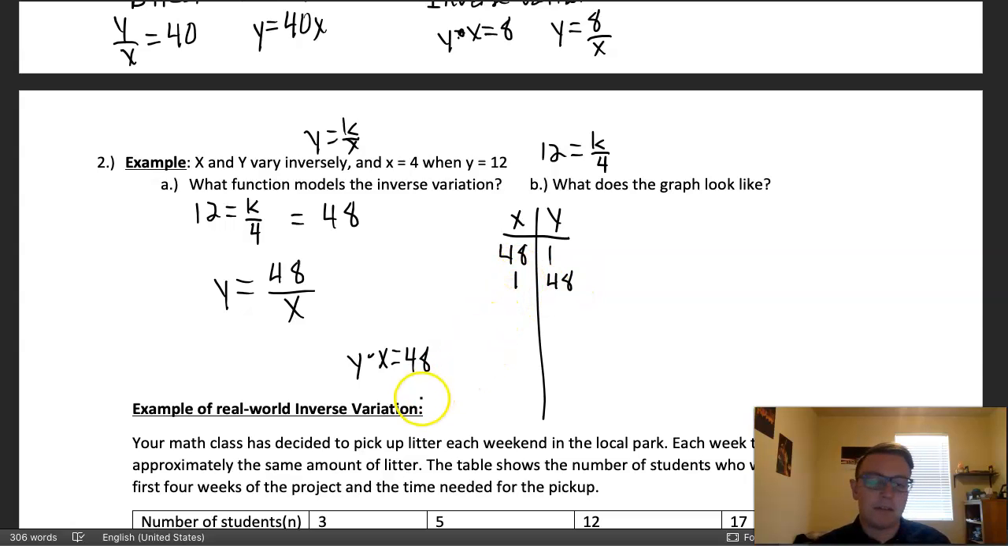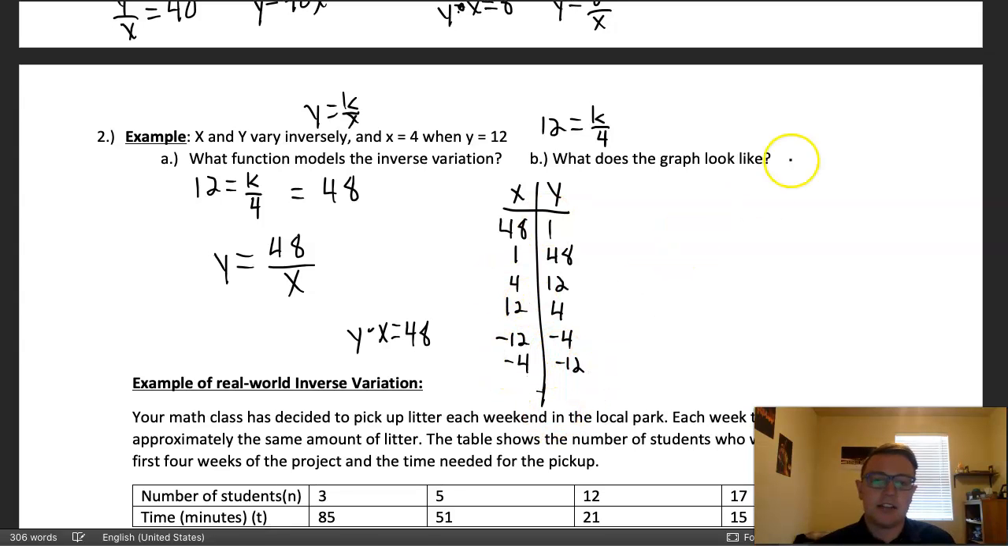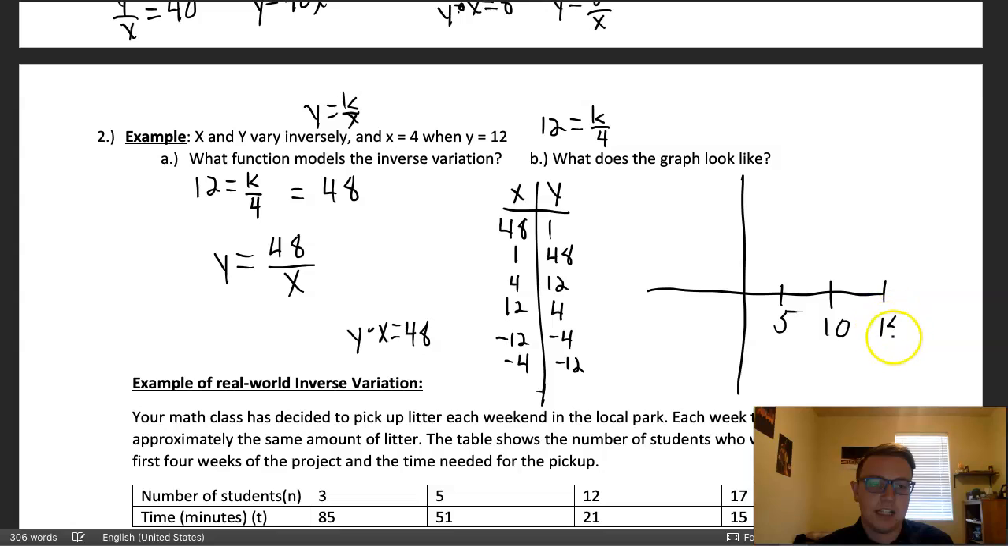Okay, 48 is divisible by 4. So let's see what that gets us. 4 times 12 gives us 48. So if x is 4, y has to be 12. If x is 12, y has to be 4. Okay, what about the negative values? Negative 4 times negative 12 also gives us 48. So we can also say this is negative 12 times negative 4 and negative 4 times negative 12. Okay, so we have negative values and we have positive values. Let's try to graph this now. We go like this. Let's go up by 5s, 10, 15. I'm going to go into our negative values as well.